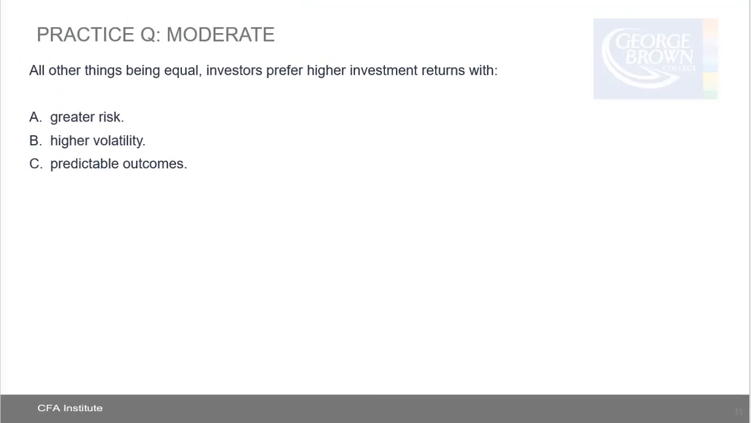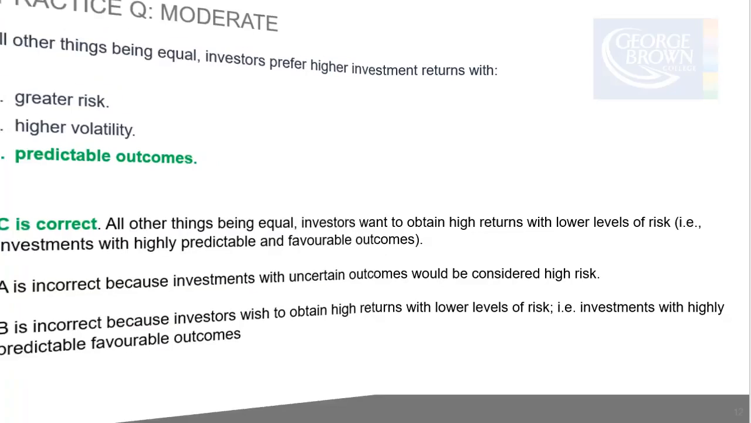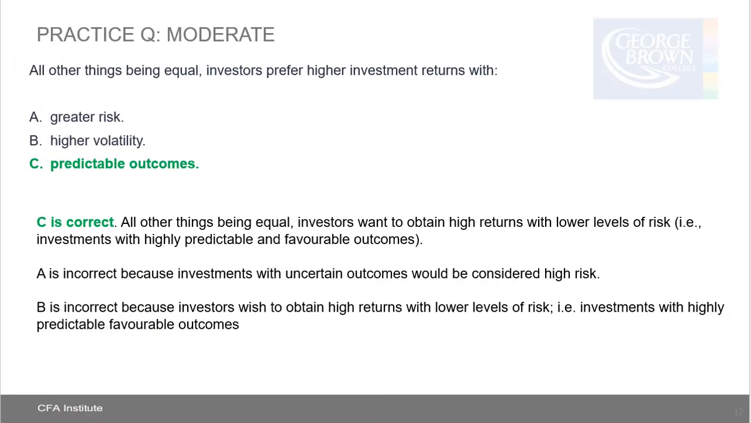So a quick practice question from the learning ecosystem to check our understanding. This one's classified at the moderate level. All things being equal, investors prefer higher investment returns with A, greater risk, B, higher volatility, or C, predictable outcomes. So the correct answer is C. All other things being equal, investors prefer higher investment returns with predictable outcomes. All things being equal, investors want to obtain higher returns with lower levels of risk, i.e. investments with highly predictable and favorable outcomes.